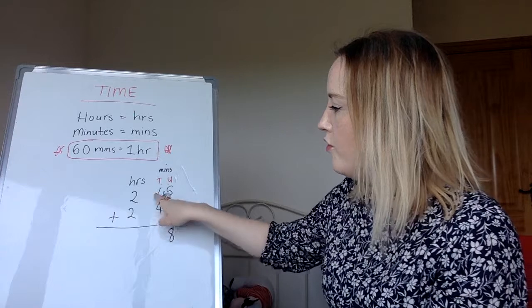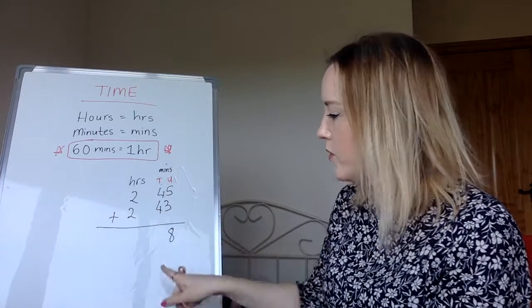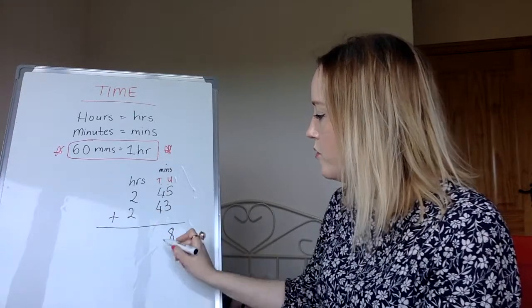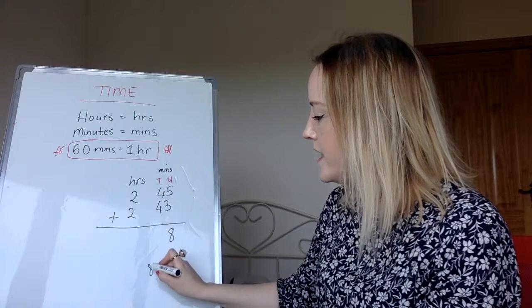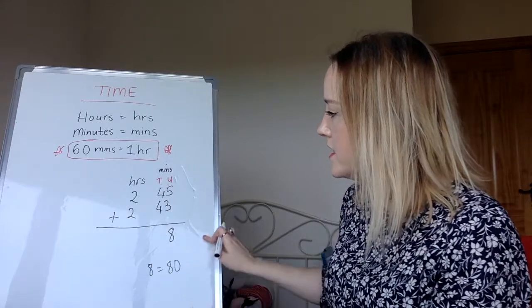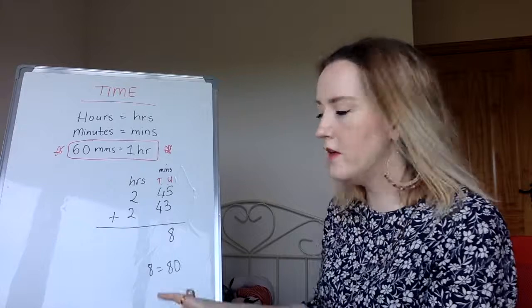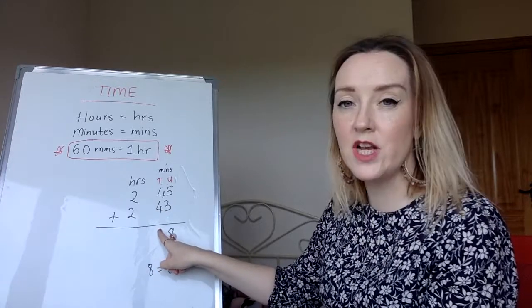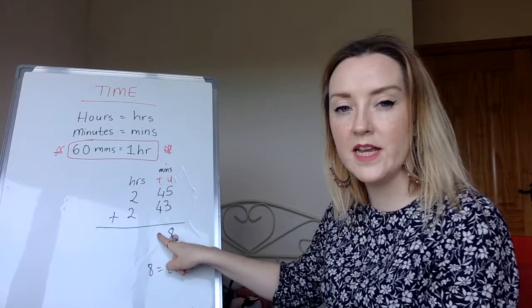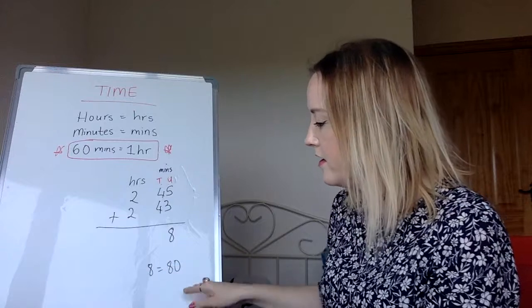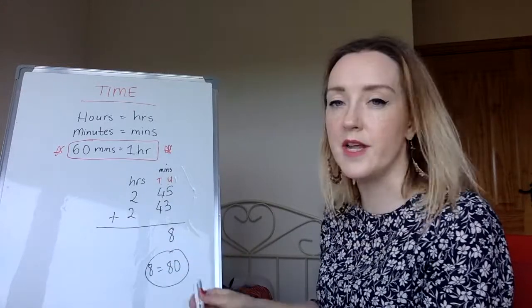Looking at this. 4 plus 4 is going to be equal to 8 down here, right? But that 8 is equal to 80 because it's in my tens column. So this 8 here is actually, because it's 88, so that 8 here is equal to 80. So I know that that's equal to 80 minutes.